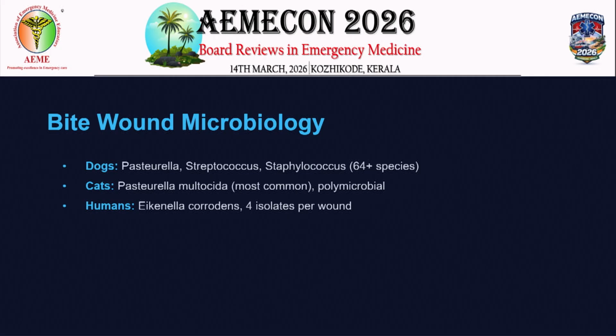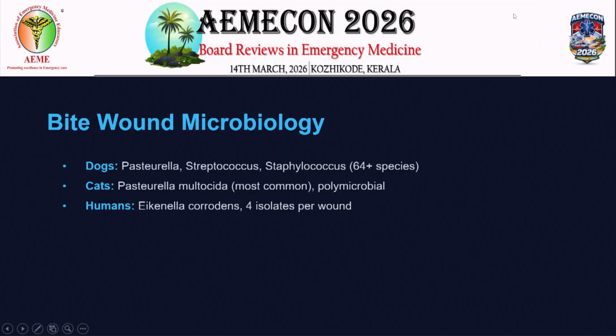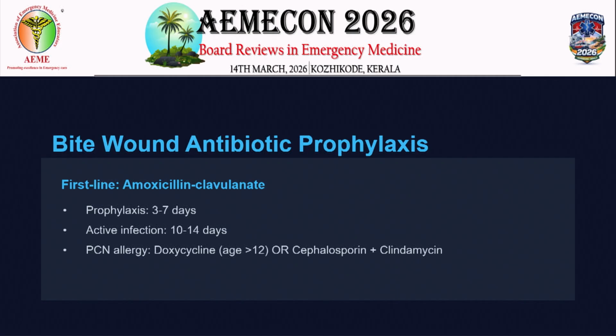So this is the general microbiology which we see in the wounds. For a dog wound, it is mostly Pasteurella, Streptococcus and Staphylococcus. For the cat, it is mostly Pasteurella multocida, which is most common, or it can be a polymicrobial infection. For humans, it is Eikenella. So generally, the first choice of antibiotic is amoxiclav. The prophylaxis we should give for 3 to 7 days. If you are suspecting an active infection, you can give it up to 10 days.